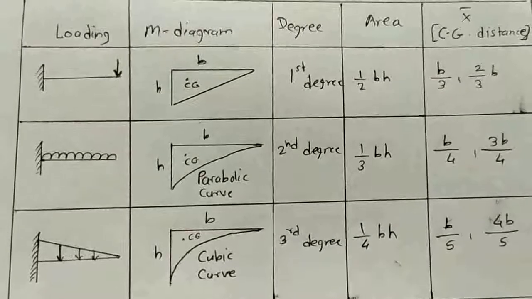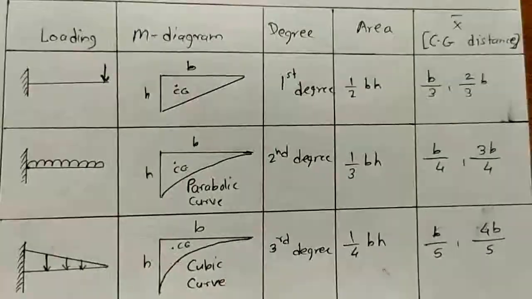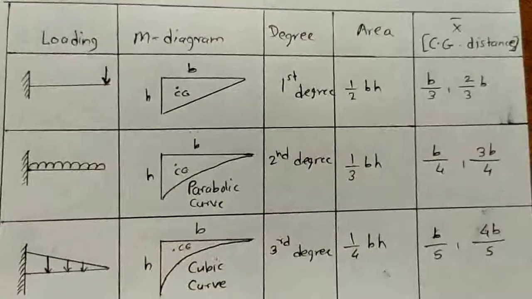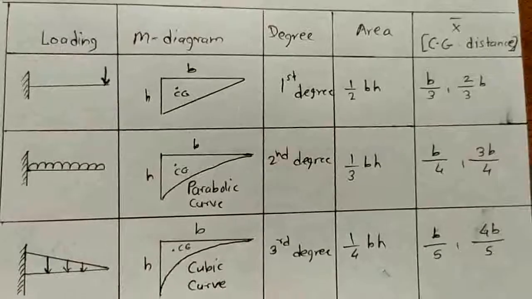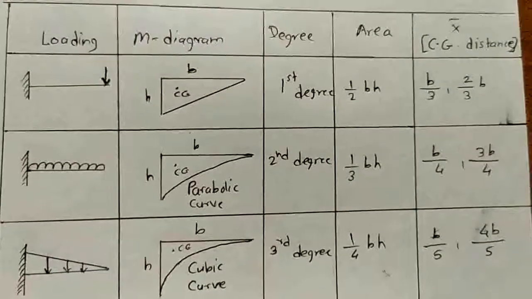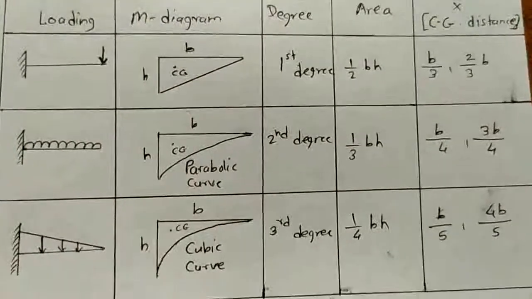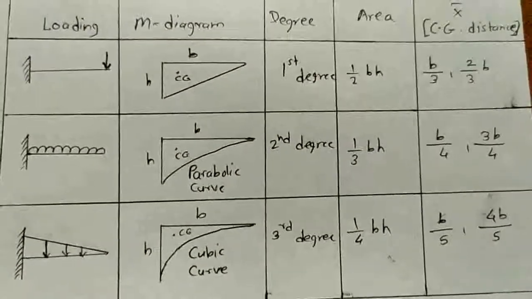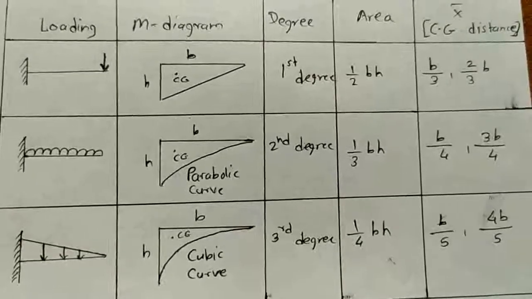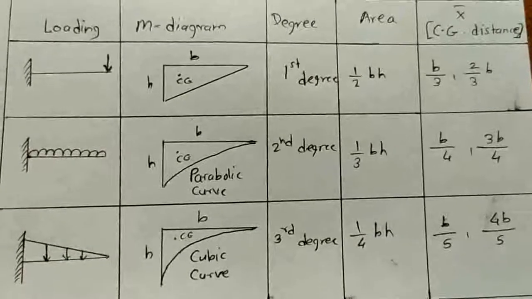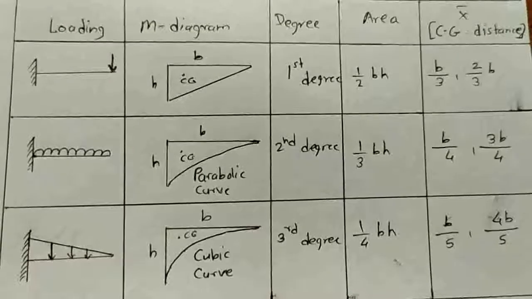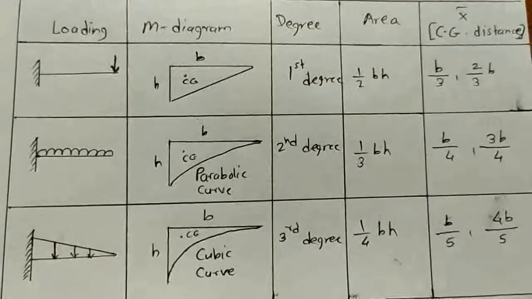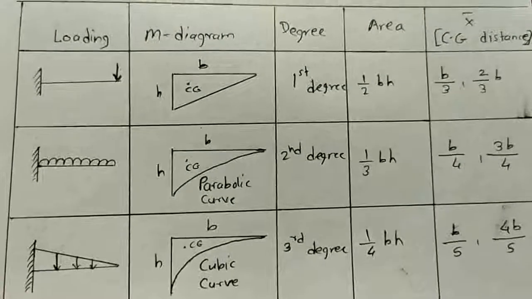Consistent deformation method can be used by considering the moment area method, Macaulay's double integration method, conjugate beam method, or strain energy method. Out of all these methods, of course the moment area method is the simple one, that's why here I am going to solve all the examples by using the moment area method. To solve examples by the moment area method, we just require this table.